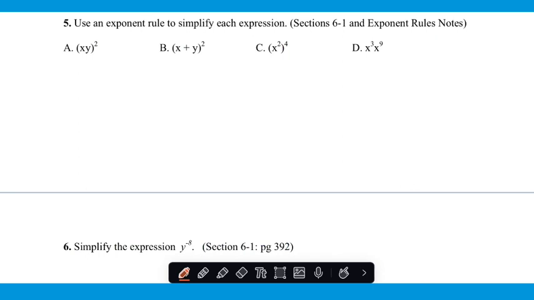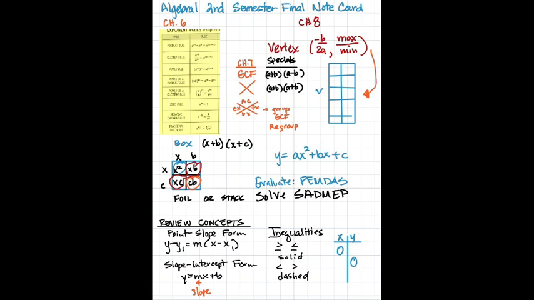So here we have our exponent rules, and on the study guide that you'll have, I have this little note card that I will provide for you guys. So note that you'll have this note card with the exponent rules, right?